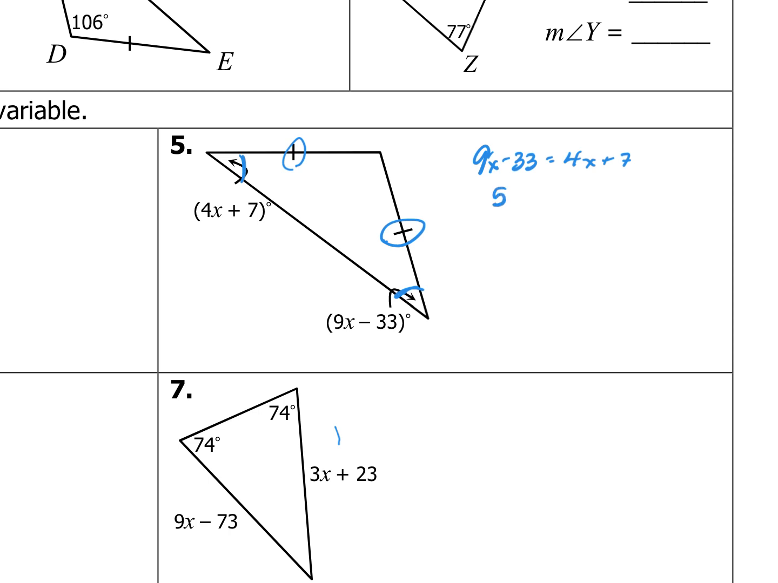Subtract 4x from both sides. Then you're going to add your 33, so we get 5x equals 40. And then divide by 5, so x equals 8. Again, since all we had to do was find x, we're done.